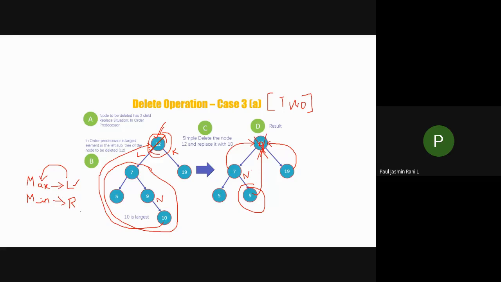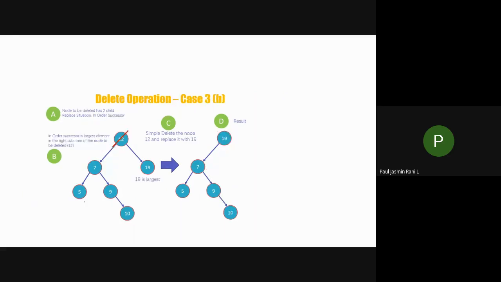Suppose I choose a right subtree, then what will happen? It depends upon the algorithm you use in your program. In your program, it is your wish. If you use a left subtree, then you have to use the maximum element. If you use the right subtree in your algorithm, then you have to pick up the minimum element, depending upon that.